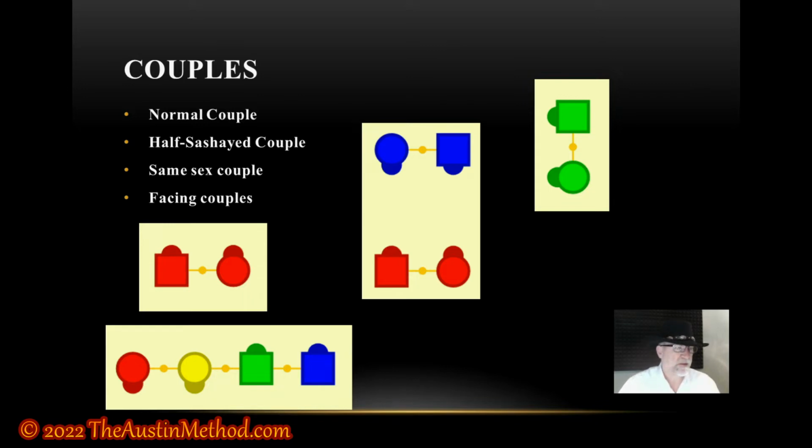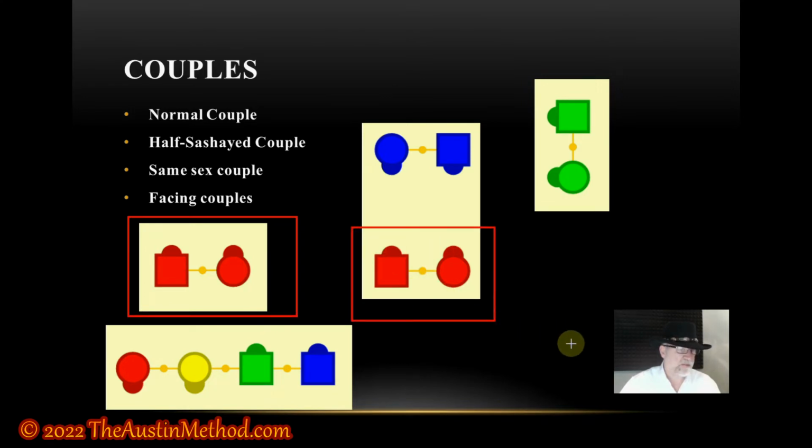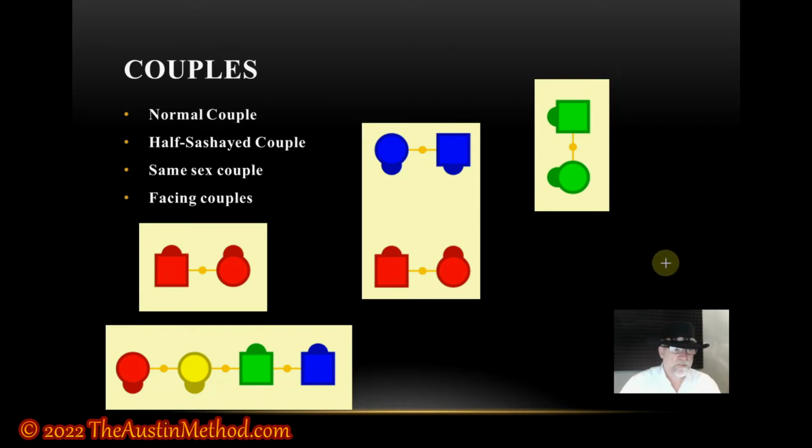Two dancers together facing the same way is a couple. So we have normal couples, which are couples where the boy is on the left and the girl is on the right. We have half sashayed couples, which is where the girl is on the left, the boy is on the right. And it doesn't matter what direction they're facing, it's relative to themselves. So notice this couple is facing a side wall, the other couples here are all facing head walls.